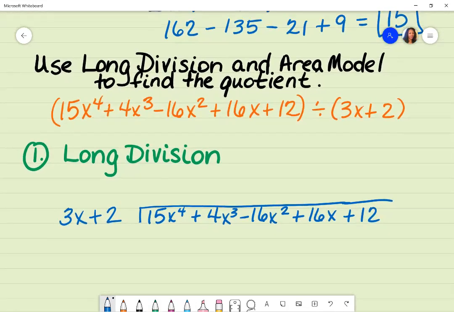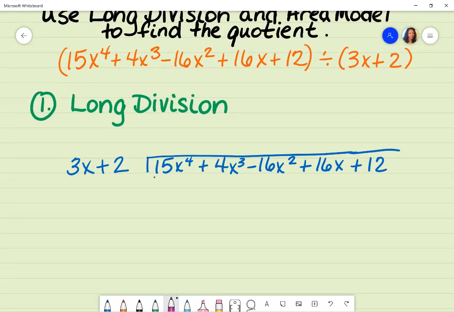All right, so use long division and the area model to find the quotient. So this is the problem that we're going to work with. We already know the divisor goes outside and the dividend goes inside. Again, pay attention to the 0 placeholders. First step with long division is you're going to take your first term under your division sign and divide it by your first term of your divisor. So what that looks like is 15x to the 4th divided by 3x. And the exponent you start with is going to count down by 1 degree when you start your answer.